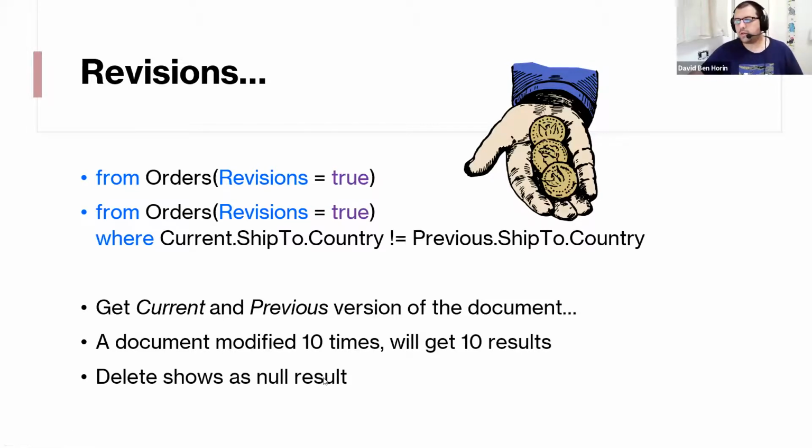Now, why does this matter? This matters because it means that, A, if the document was modified 10 times, I will get 10 results. And if there are deletions or creates, it shows up as null in the current and previous versions, respectively. More importantly, it means that I now have the ability to ask questions about the changes in the system. For example, this is the simplest example I could think of: show me orders where the country changed, because I need to maybe recompute VAT or something like that.